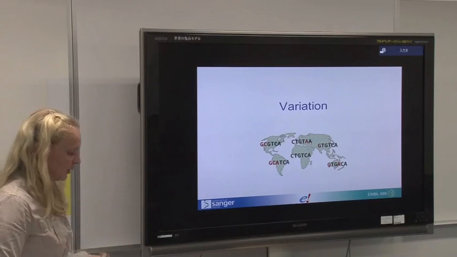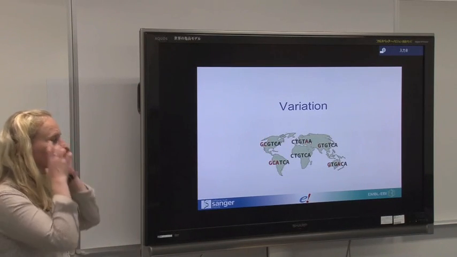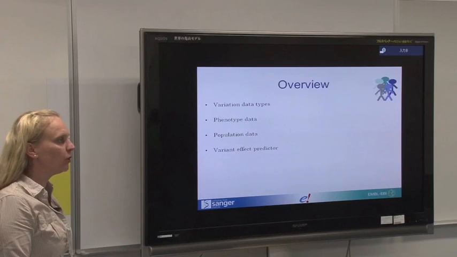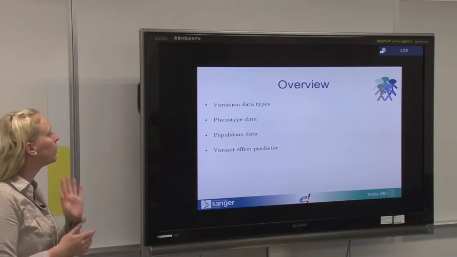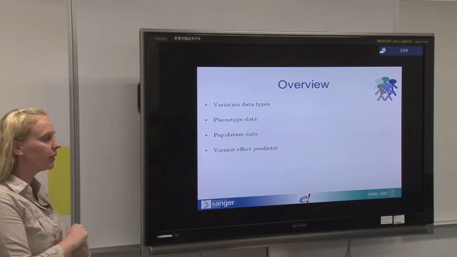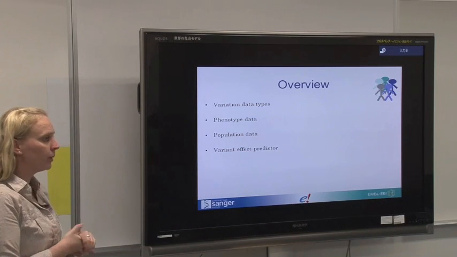So the last but not least talk is about variation. I'm going to talk about what types of variation we can talk about, the phenotype data you can find in Ensembl, and the population data.